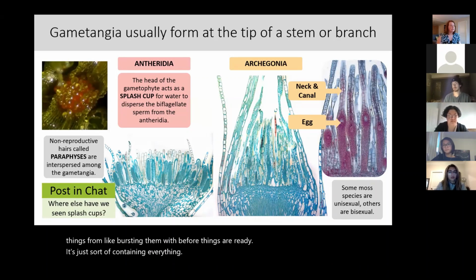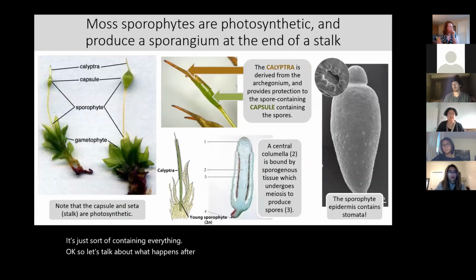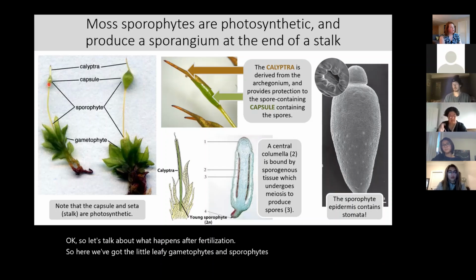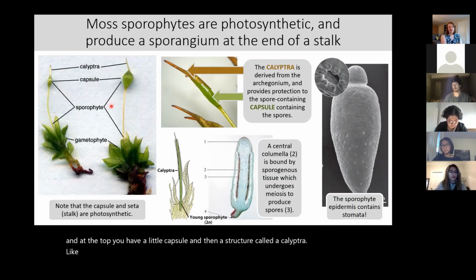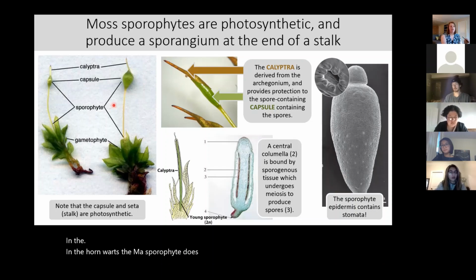Okay, so let's talk about what happens after fertilization. So here we've got the little leafy gametophyte, and the sporophyte is growing out the top. And at the top you have a little capsule and then a structure called a calyptra. Like in the hornworts, the moss sporophyte does have chlorophyll and can photosynthesize. So that's why it looks green.